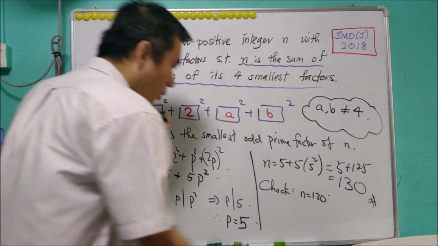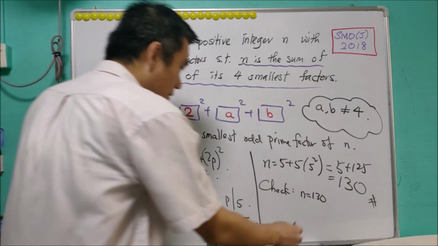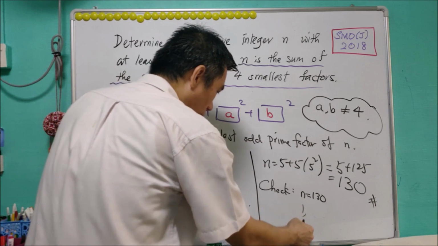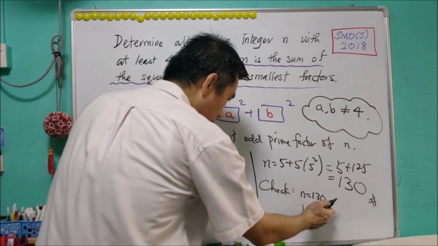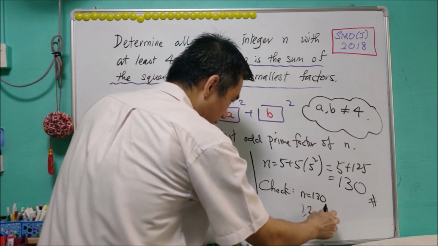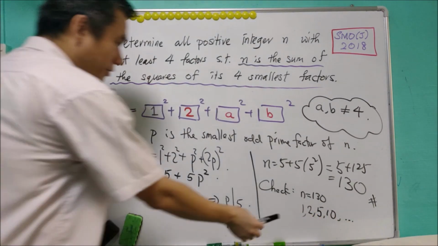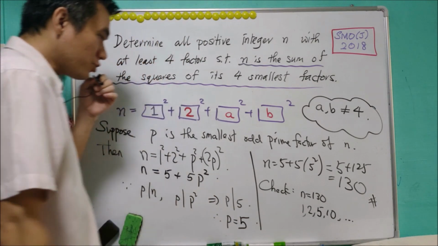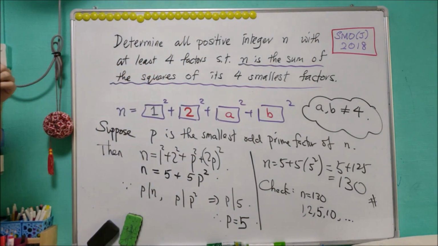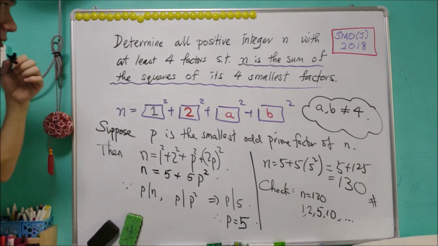Let's check what the factors of n are. n obviously has a factor of 1, 2, there's no 3, there's no 4, there is a 5, and 10. We verify that n equals 130 is the only answer for this question.